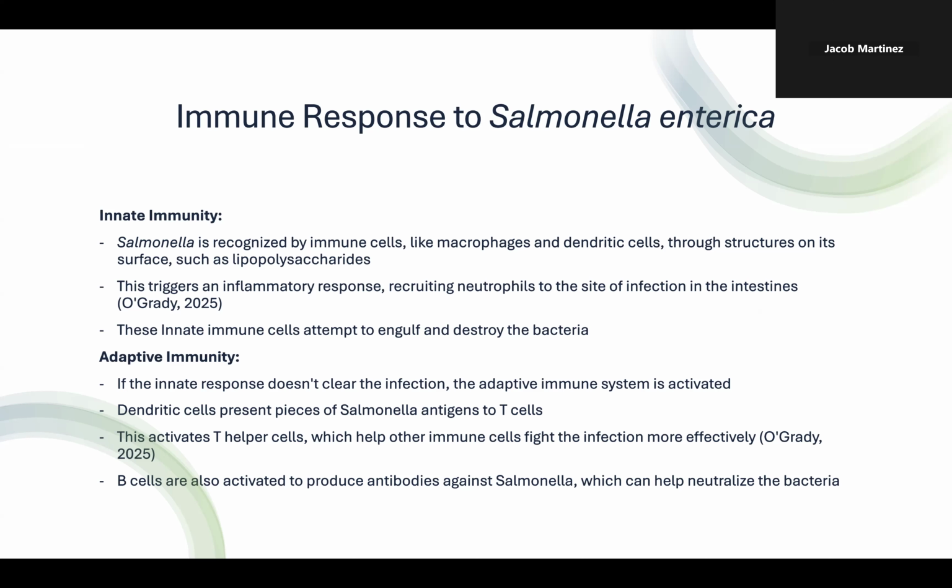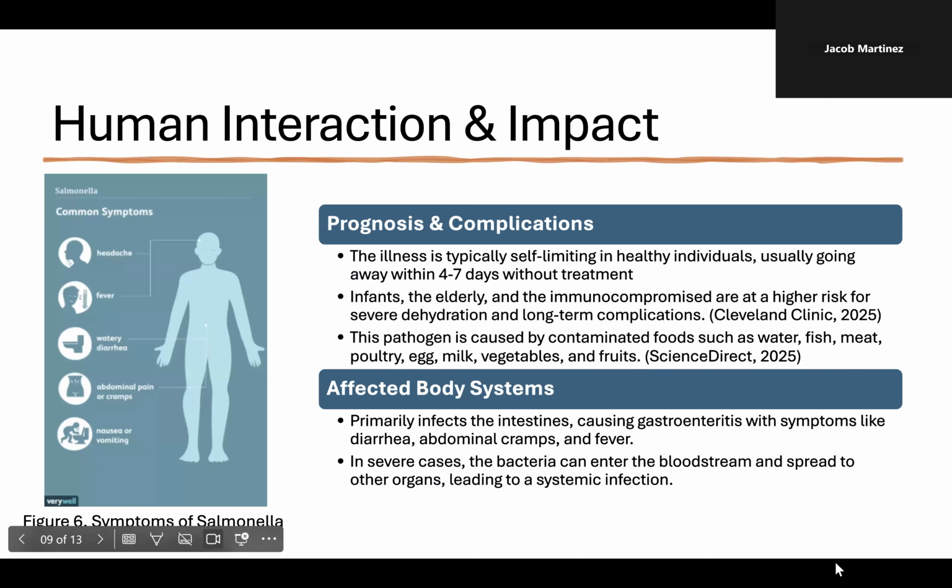On our next slide, the primary affected body system is the intestines. The infection causes gastroenteritis, leading to classic symptoms we associate with food poisoning, such as watery diarrhea, abdominal cramps, fever, and sometimes headache and vomiting. For most healthy individuals, the prognosis is good. The illness is typically self-limiting, meaning your immune system handles it on its own, and you'll recover within about 4 to 7 days without needing special medical treatment.